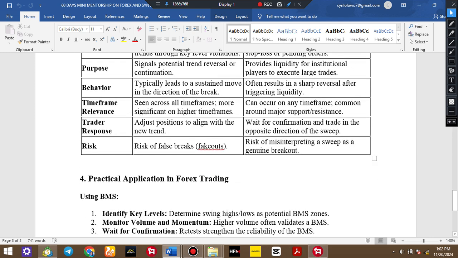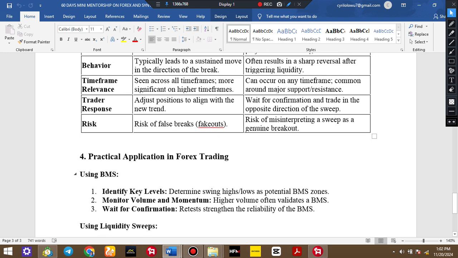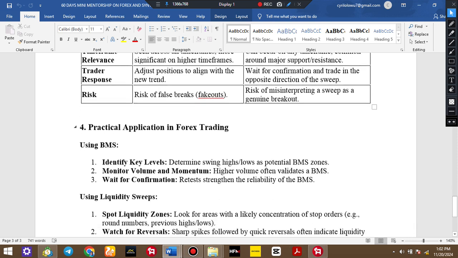Now the risk involved: risk of false break. That means there could be a risk of false break in market structure while in the area of liquidity, the risk of misinterpreting a sweep as a genuine breakout. You can see it now. This is where most people are being trapped because they don't understand market structure, and at the end of the day, they get trapped with this kind of situation.